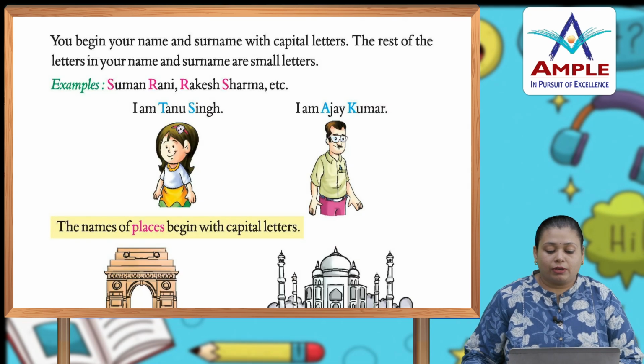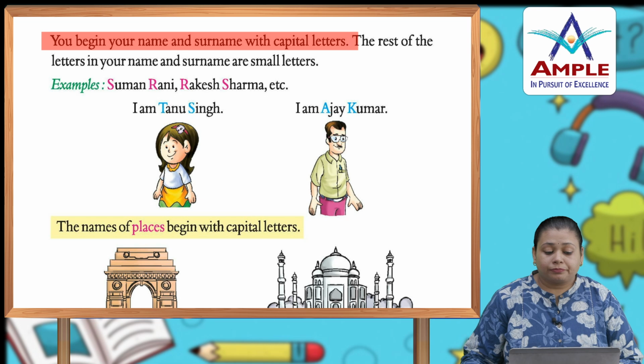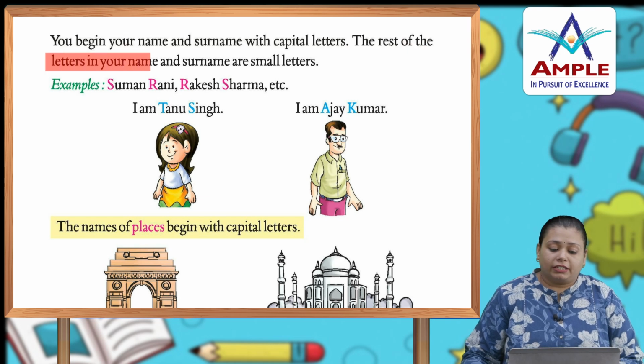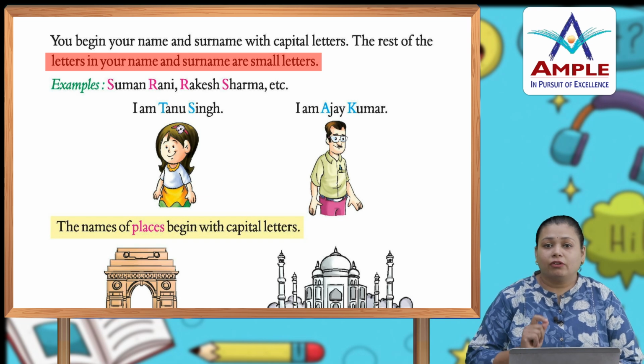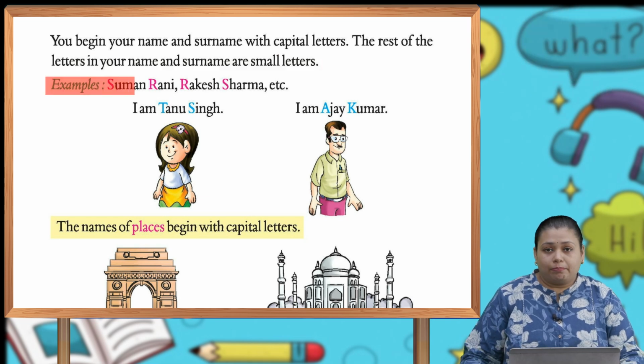5. Okay. Now you begin your name and surname with a capital letter. The rest of the letters in your name and surname are small letters. So whenever you write down your name, you have to write the first letter in capital. If your name is Manav, you have to write M in a big letter and the rest of the name is written in small letters. Examples: Suman, Rani, Rakesh Sharma, etc.